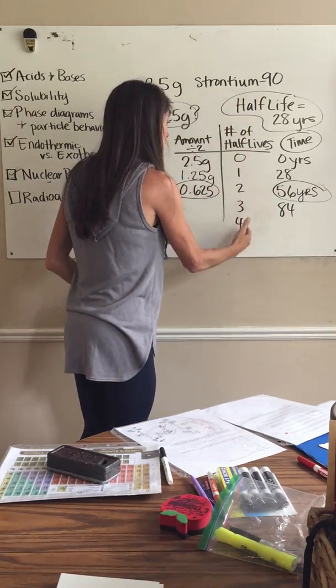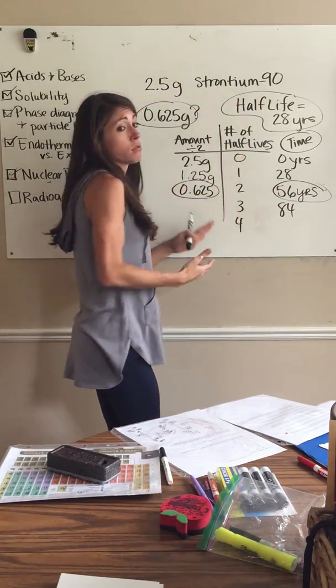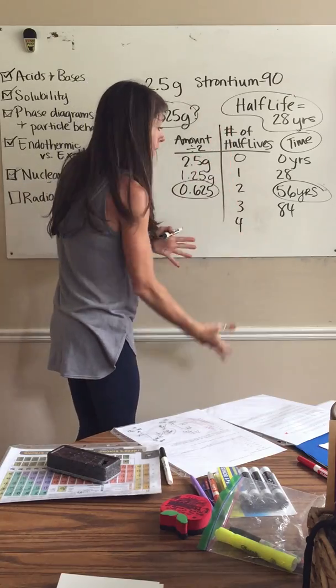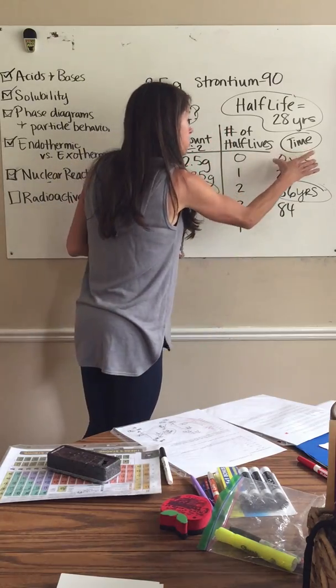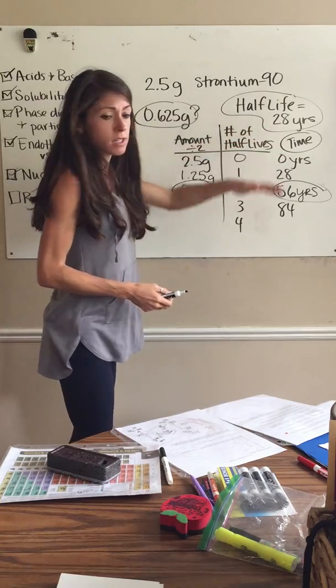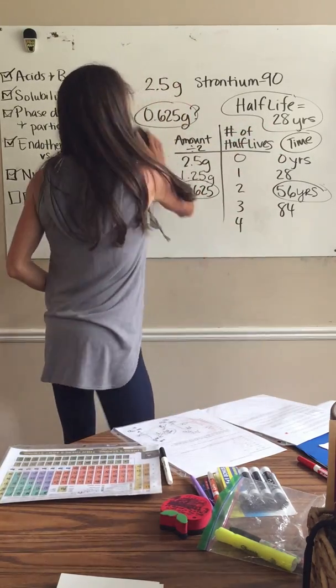So you've got the number of half-lives, which is always going to be a sequence of 0, 1, 2, 3, 4, 5, whatever, all the way until you get your answer. And then there's the time you're counting based on what they tell you the half-life is. So let's do one more like this.